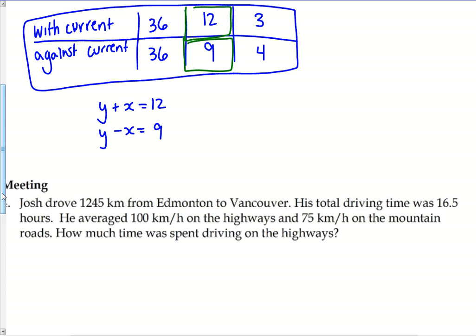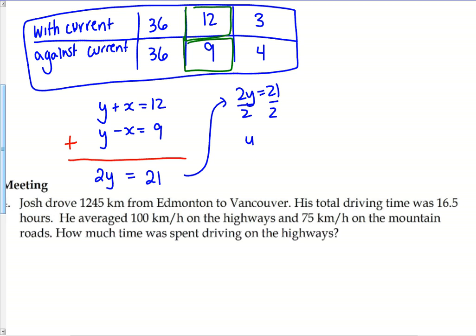Okay, this is set up nicely for what? Elimination. Good. So our x's are opposite sign. Could we just go straight to adding? Yeah, let's do that. Y plus y is 2y. Our x's cancel, and we're left with 12 plus 9, 21. So divide both sides by 21, and we get y is 10.5 kilometers an hour.